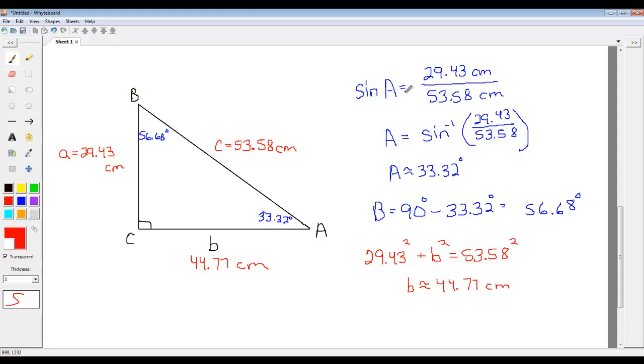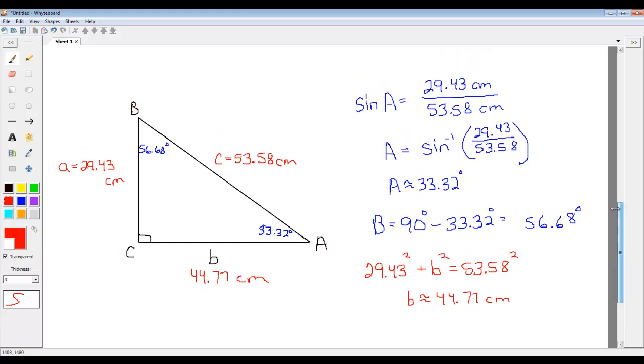I decided to use sine of A here. I think sine of A probably was your best bet, but you could have done cosine of B also, and you could have gotten B's angle that way. So there are other ways you could do this. The way I did it is not the only way. And then from there, once you knew B, you could have subtracted that from 90 to get angle A.